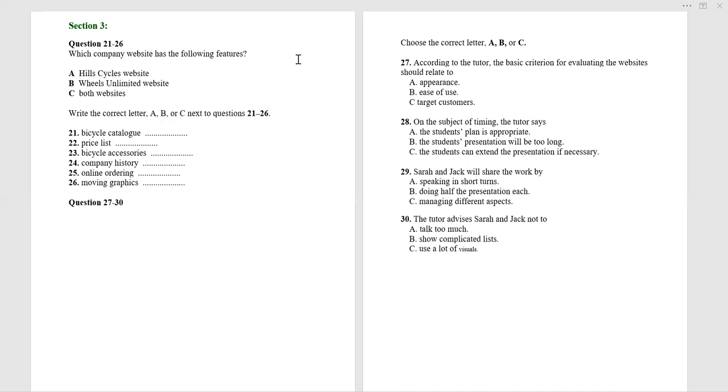Okay, this is the beginning of section 3. You will hear two business studies students, Jack and Sarah, talking to their tutor about a presentation they are preparing. First, you have some time to look at questions 21 to 26. Now listen carefully and answer questions 21 to 26.